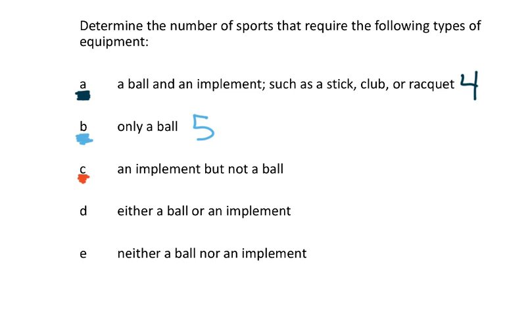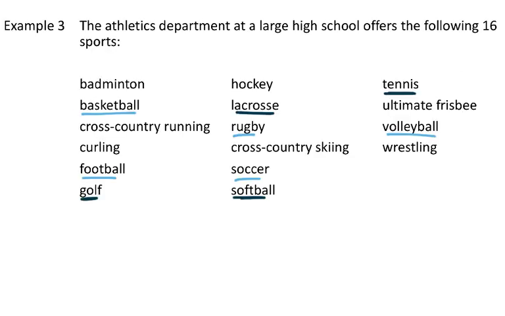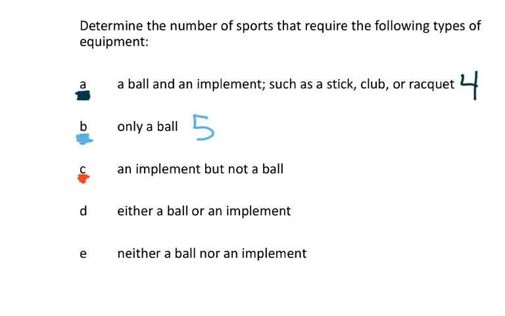C, an implement but not a ball. So something used to manipulate an object, but that object is not a ball. Badminton, we use the implement to move a birdie. Curling, we don't directly touch the rock with the broom, but the broom definitely manipulates the motion of the rock. Hockey, the stick is the implement and it moves a puck around. And cross-country skiing, the poles are used to move you around. So that would be 4 activities.